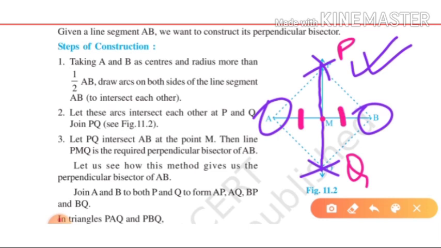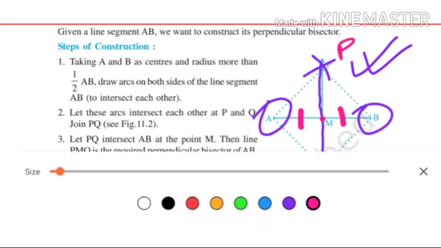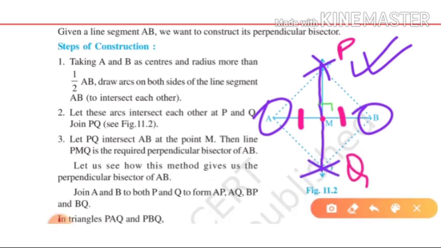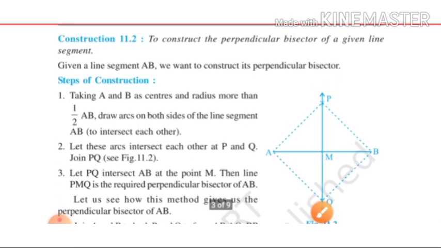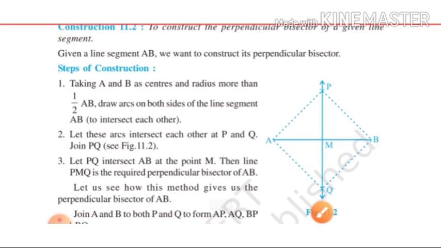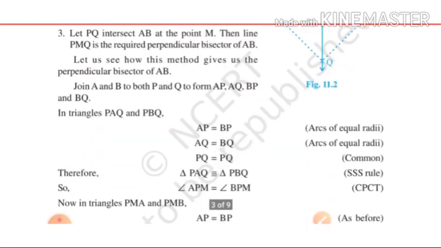That means this is equal to this, and it also forms a right angle. That means it is the perpendicular bisector of this line. Now the proofs are also given here.